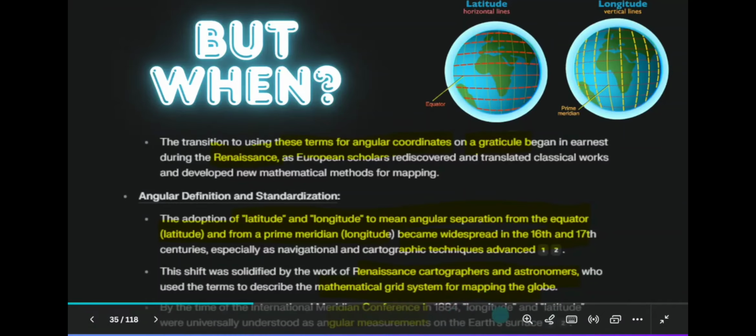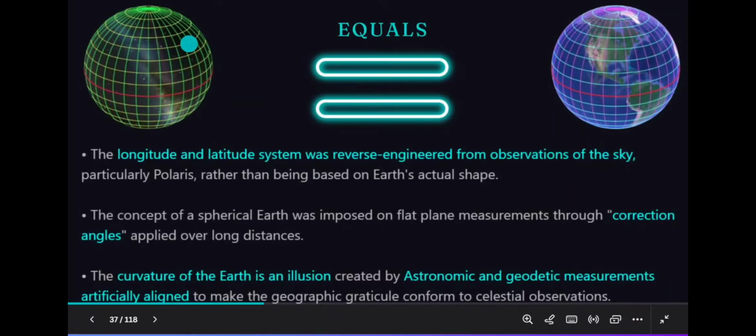But we're talking about latitude and longitude as the grid because we're remembering that it equals each other, right? The latitude and longitude system was reverse engineered from observations of the sky, particularly Polaris, and is not actually based on physically measuring Earth's surface or Earth's shape, right? It's spherical Earth imposed on flat plane measurements and only through correction angles applied over long distances, which we see in geodetic surveying extensively. They take planar measurements and they apply mathematical corrections and astronomical observation calculations that would then impose the sphere onto those planar Earth measurements.